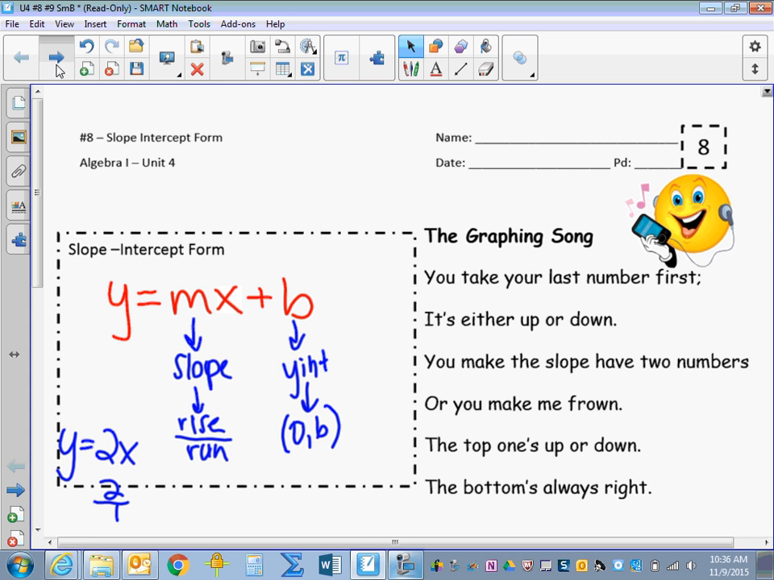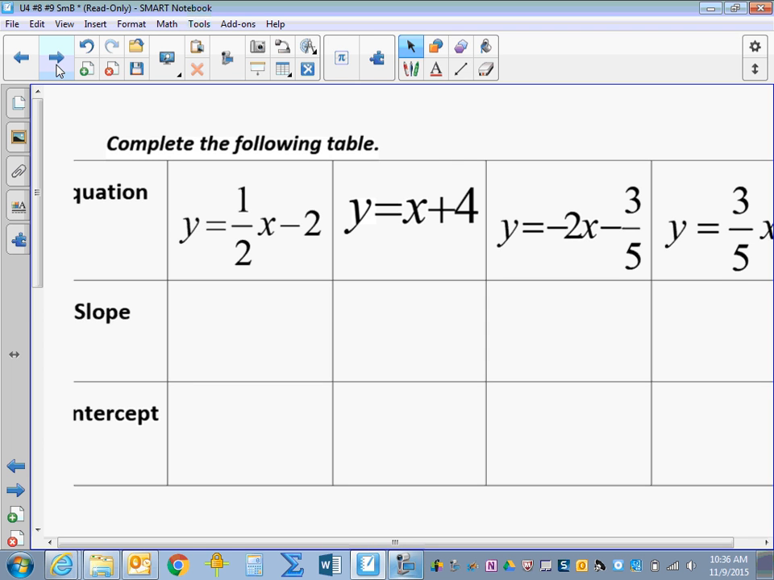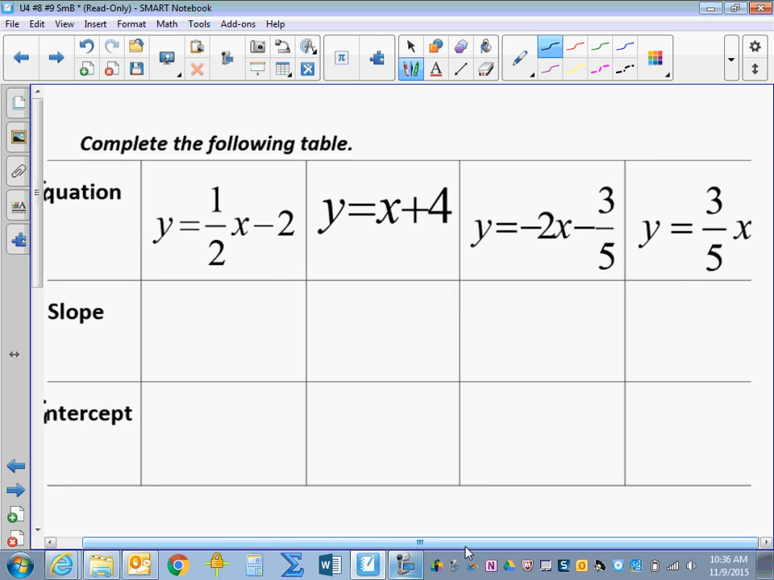All right, let's take a look at that first problem. Here we have four different equations, and we want to find the slope and the y-intercept for each one. Remember your slope: take a look at what we just wrote, mx plus b. Which part of that is my slope? The m, what's right in front of my x. So my slope for my first equation is 1/2. M equals 1/2.